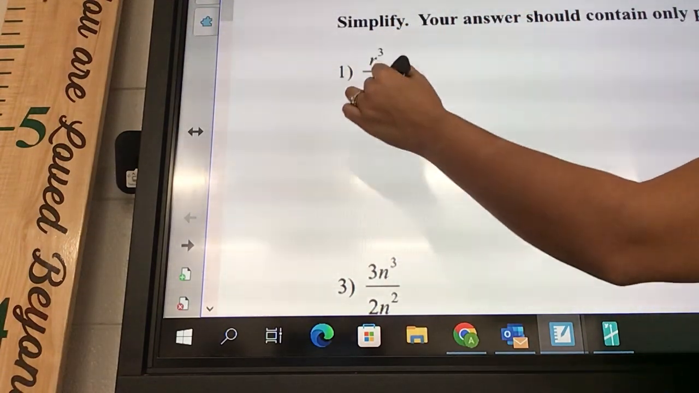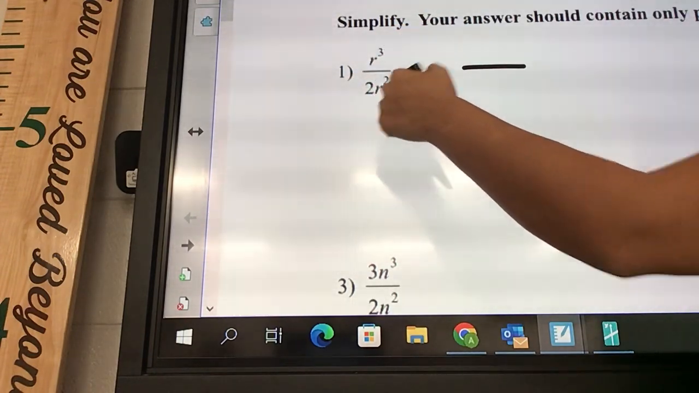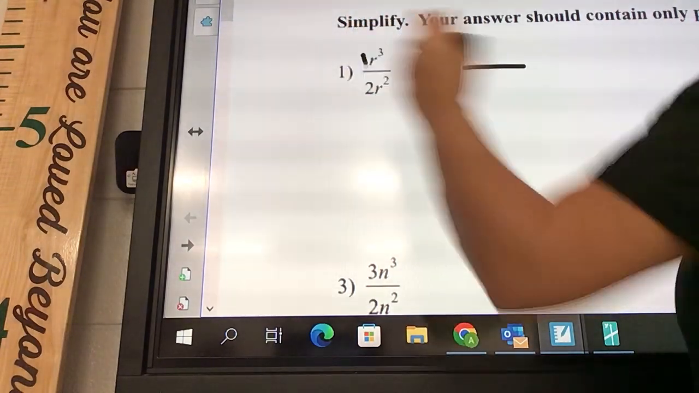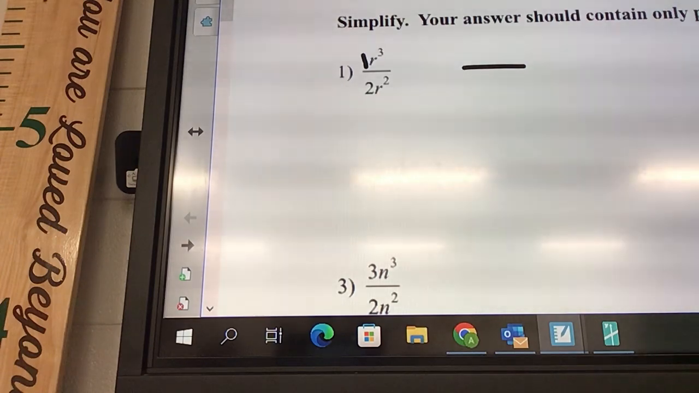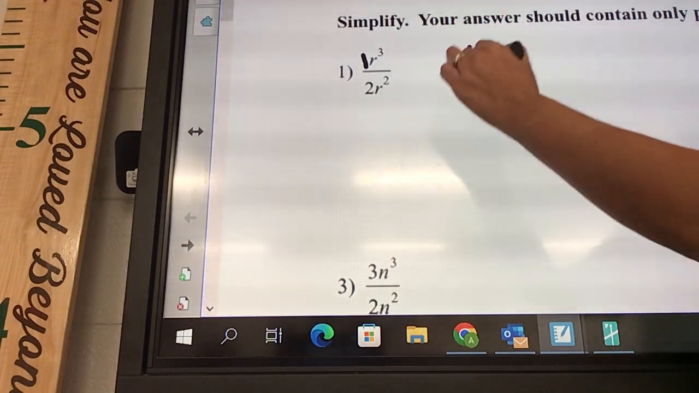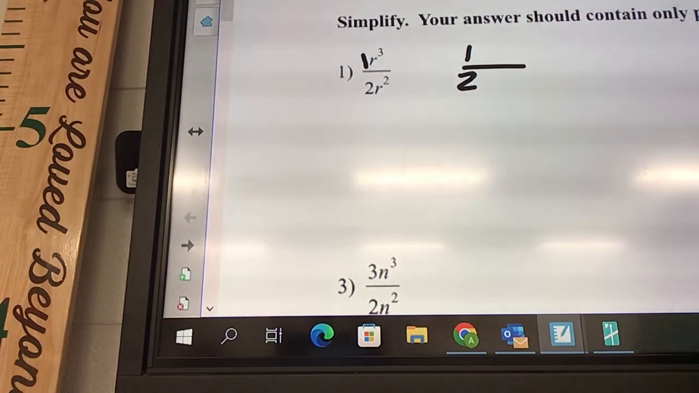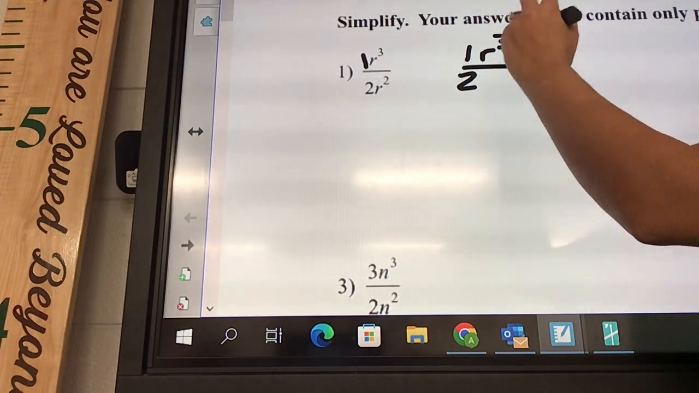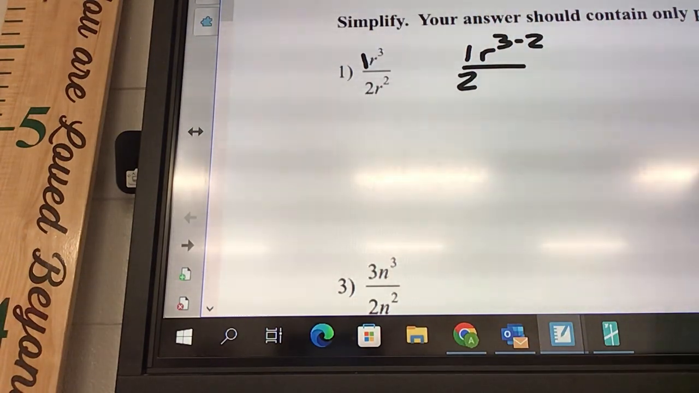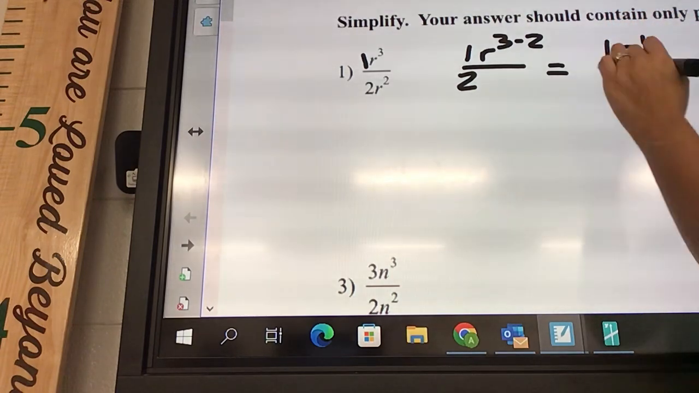So if we're just looking at the r's, first of all, there's a 1 right here. Does 1/2 simplify? No, it does not. So you're going to put the 1/2 back. And then we say r^3 minus r^2. So it's going to look like this, r^3 minus r^2. Well, what is 3 minus 2? 1. So it's going to look like 1 r^1 over 2.